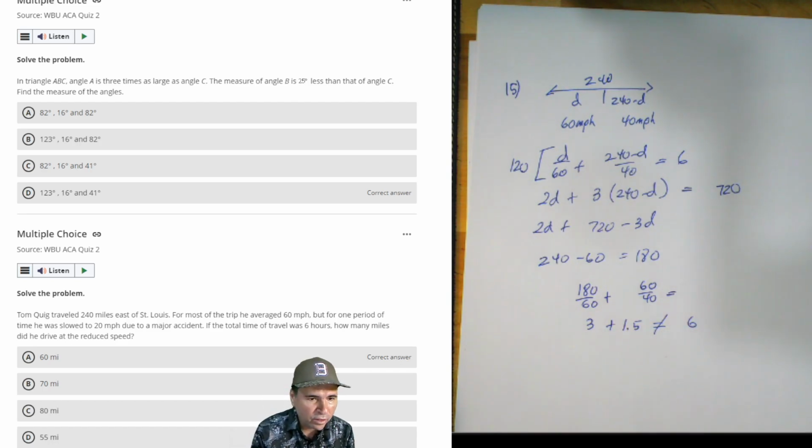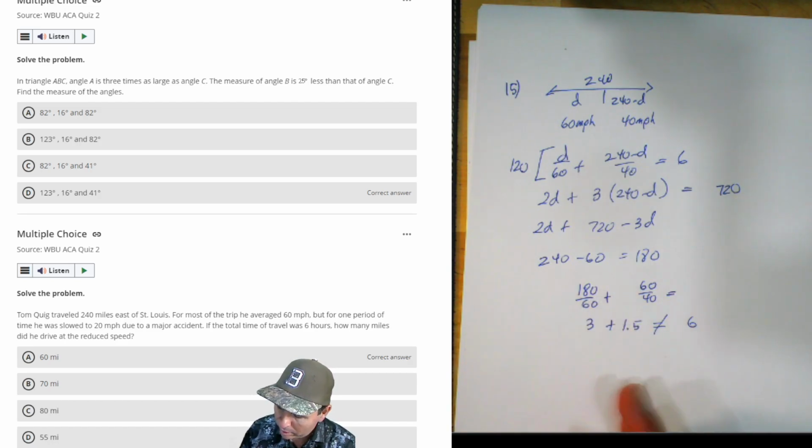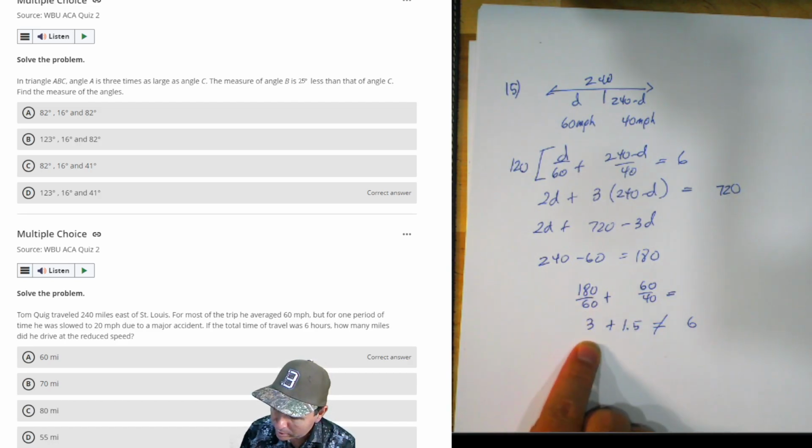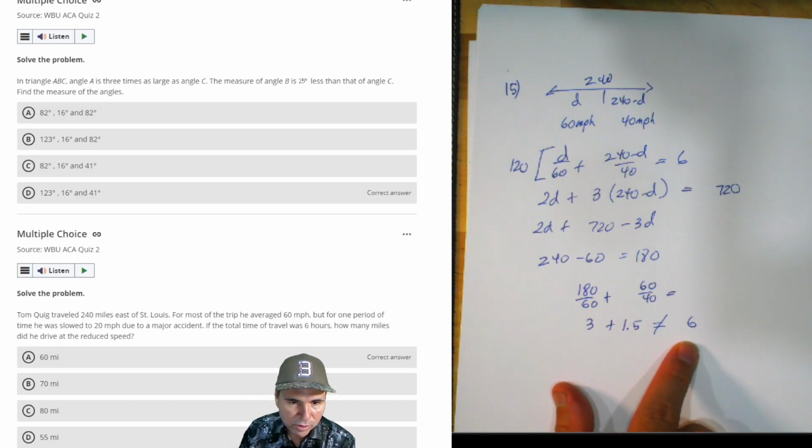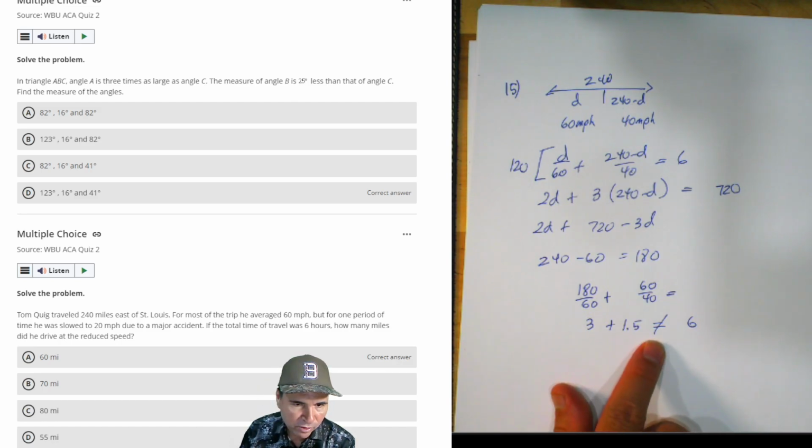So whoever did this question forgot to drink his coffee, or something just went wrong in their head. It doesn't work out, okay? But guys, just to make sure you get 100 on your quiz, make sure that you get 60. This problem's messed up. It's incorrect. I proved that it's wrong. There's no way 180 divided by 60 or 60 divided by 40 is going to equal 6 hours. They messed up. It's equal to 4.5 hours.